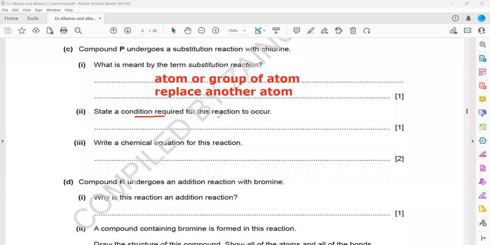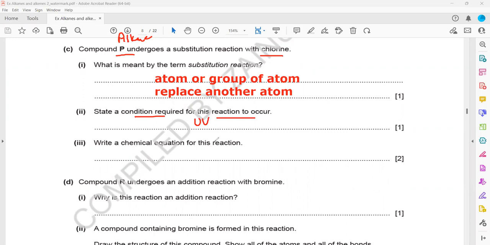State the conditions which we require for this reaction to occur. Compound P needs UV light, because compound P is an alkane. How do we identify it's an alkane? Alkanes are those compounds which have a carbon-carbon single bond throughout the structure. So for a substitution reaction to occur, we need ultraviolet light or UV light.